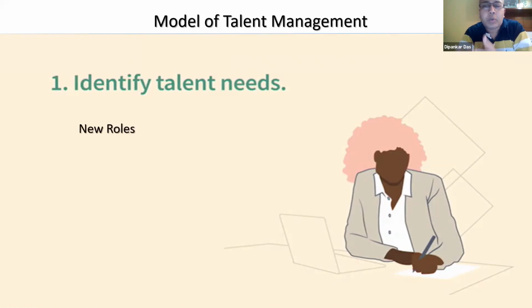So for example, new roles. You may be a growing company, and you have new projects, new assignments, new roles coming up. So what are those roles? Do you have a plan to fill them internally, or do you wish to hire talent from outside? There are new kinds of work that is coming up. So what are the new kinds of leadership roles that are there, or what new kind of leadership is required, even from the existing leaders.